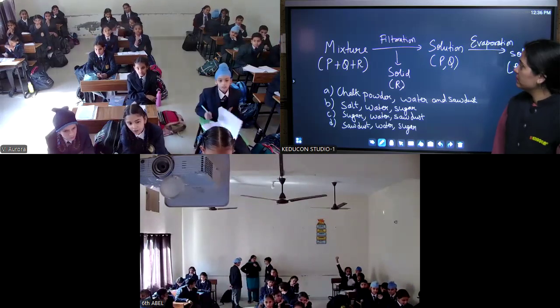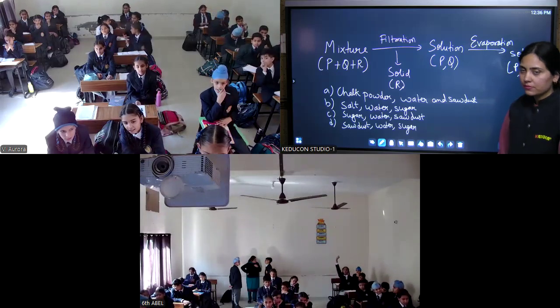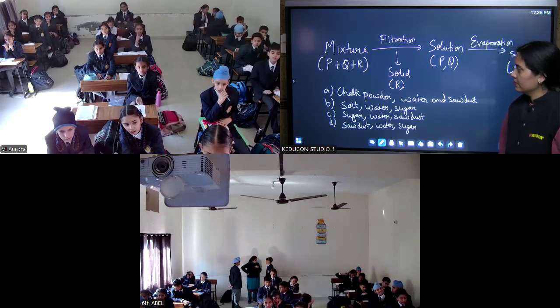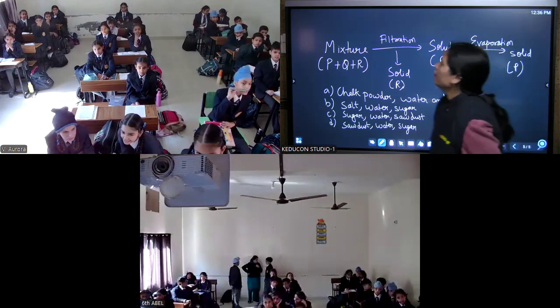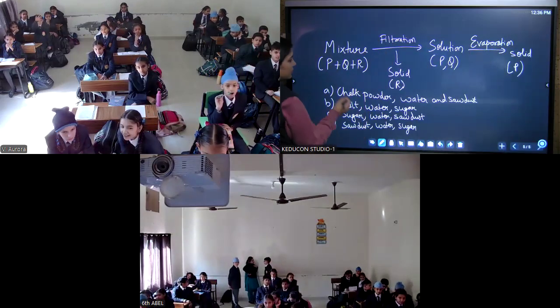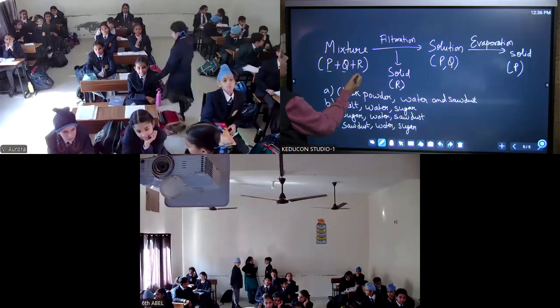Ma'am, the option... Tell me why. Ma'am, because sugar can be separated by evaporation and sawdust by filtration. Yes. That's good, beta. So first, we had what? We had a mixture, one mixture PQR.